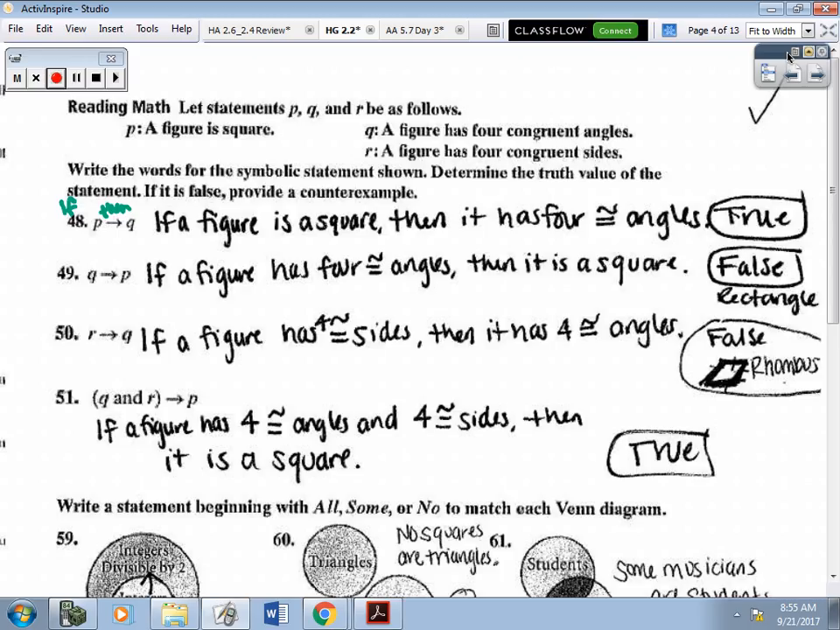Any other ones you want to go over? Any perfects? No perfects. Okay, did we go over the ones we wanted to?